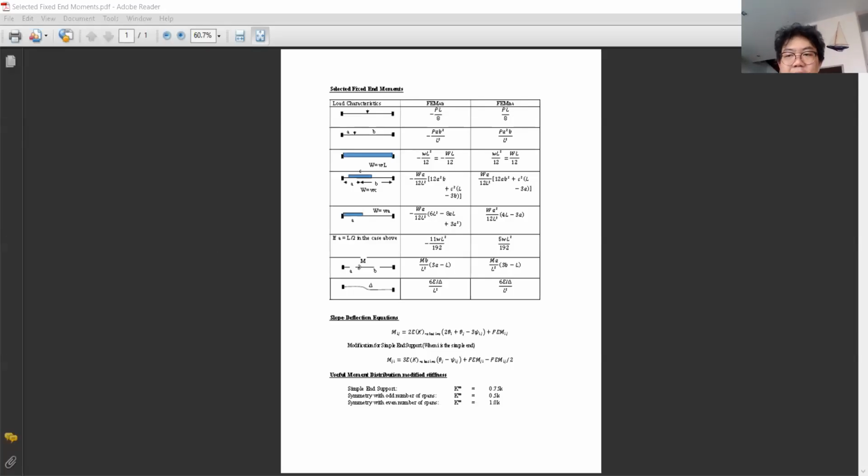So, if you can see this, yes, the moment distribution will require you to calculate the fixed moment before anything. So when you have a settlement, unlike the slope deflection where you can put your delta into the equation, we do have the formula to calculate the moment due to settlement as well. And if you have this sheet, you should be able to see this equation.